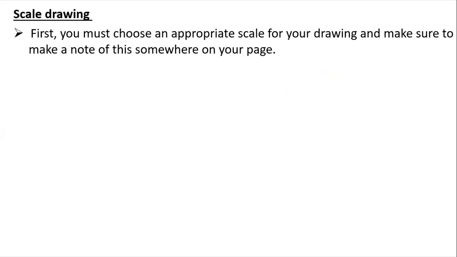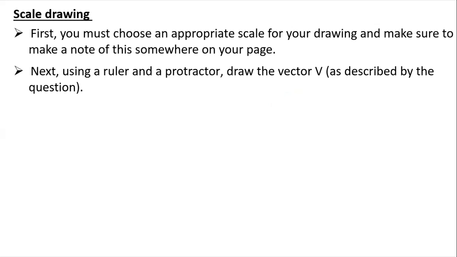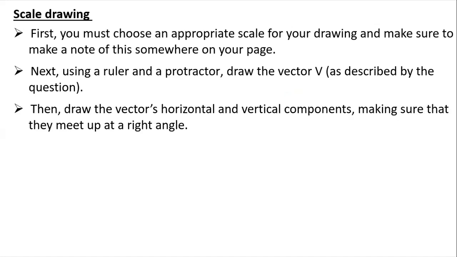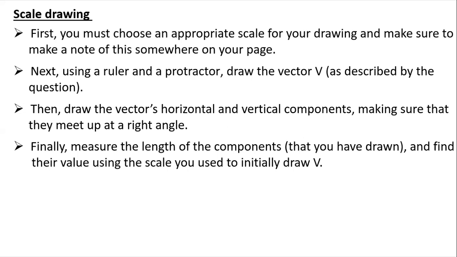Scale drawing. First, you must choose an appropriate scale for your drawing and make sure to make a note of this somewhere on your page. Next, using a ruler and a protractor, draw the vector v as described by the question. Then draw the vector's horizontal and vertical components, making sure that they meet up at a right angle. Finally, measure the length of the components that you have drawn and find their value using the scale you used to initially draw v.